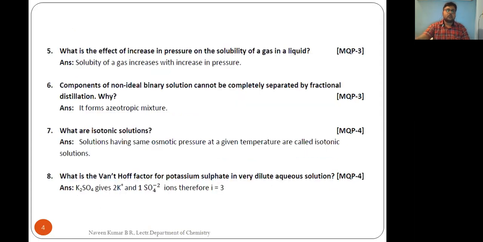Next, we'll move on with model question paper 3. Questions number 5 and 6 are from model question paper 3. If we observe question number 5: what is the effect of increase in pressure on the solubility of a gas in a liquid? We discussed factors affecting solubility. Again, it is a very important topic in the unit. We discussed dissolution of solid in liquid and solubility of gas in liquid. You can recall both. With respect to the question, we'll answer at last.